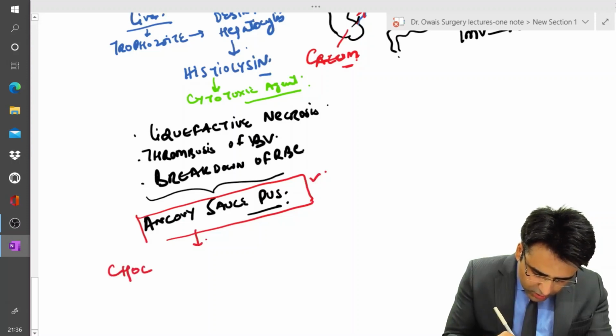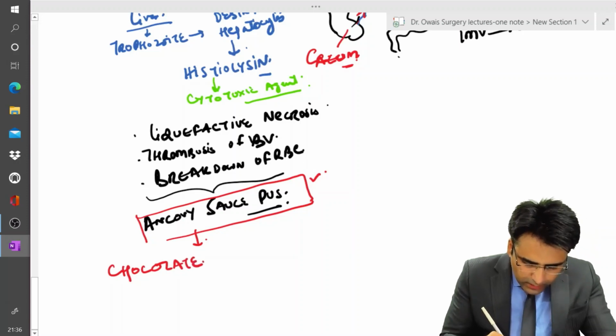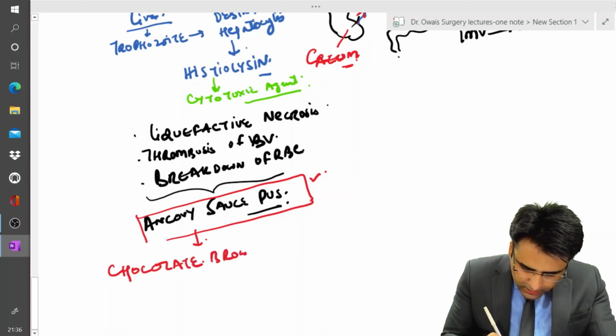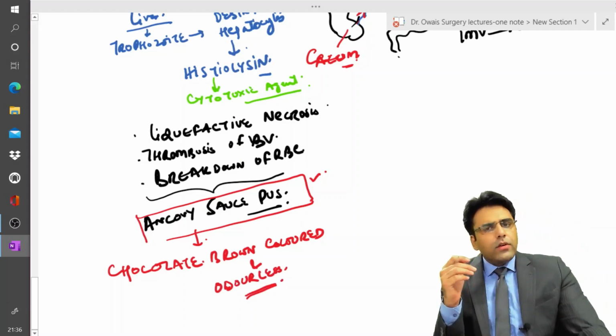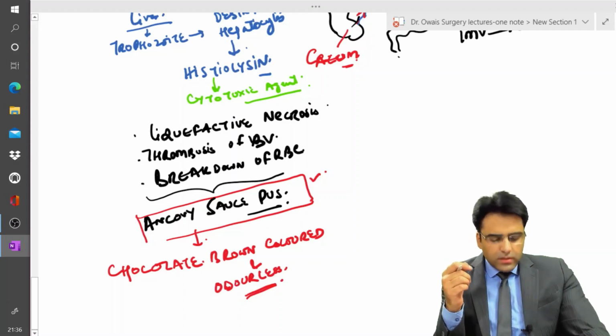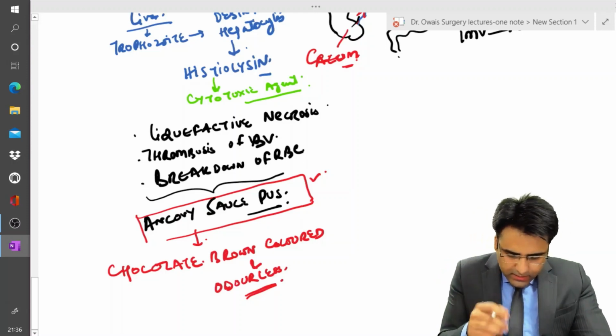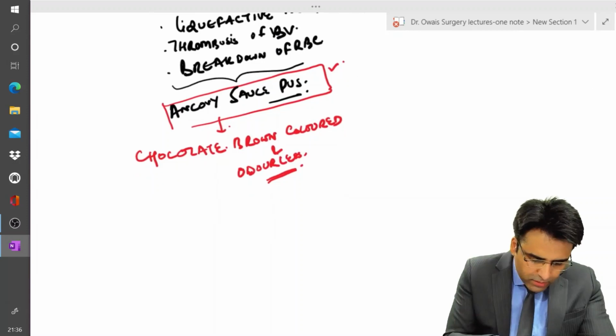Now, why is it called anchovy sauce pus? Because it is chocolate brown colored and it is odorless. Anchovy sauce is basically a sauce which is produced from a fish. So that is why this is termed anchovy sauce pus.